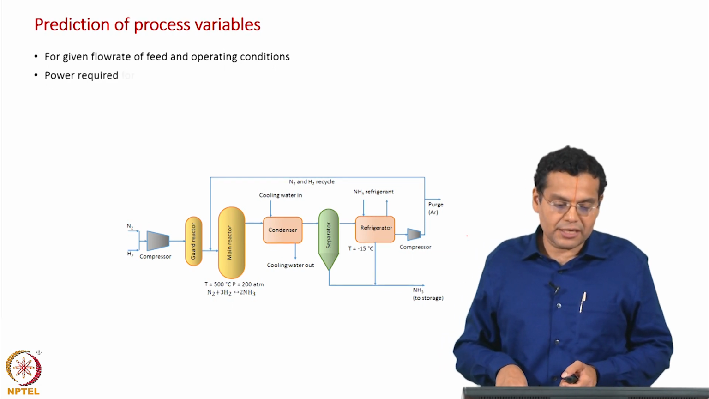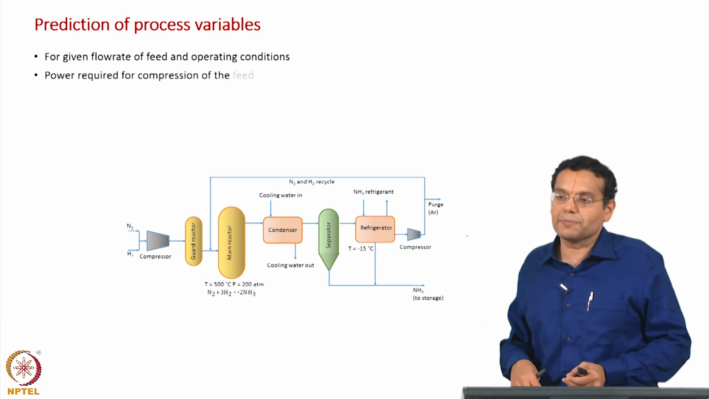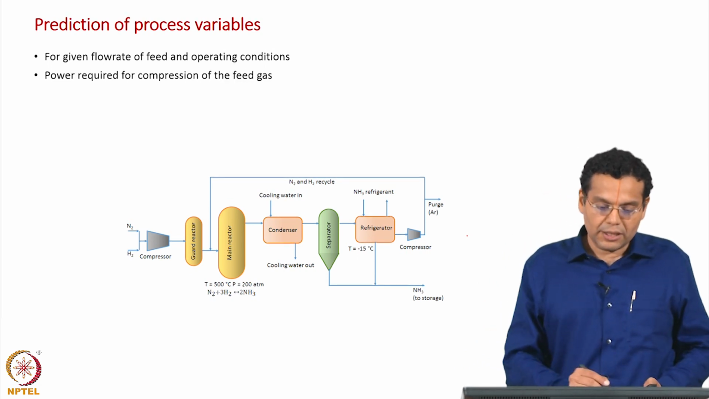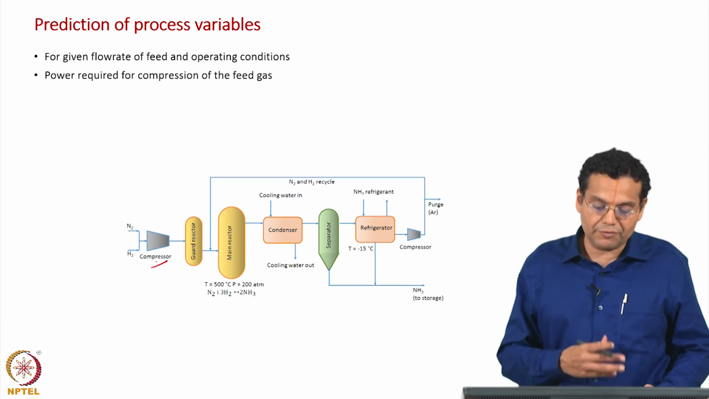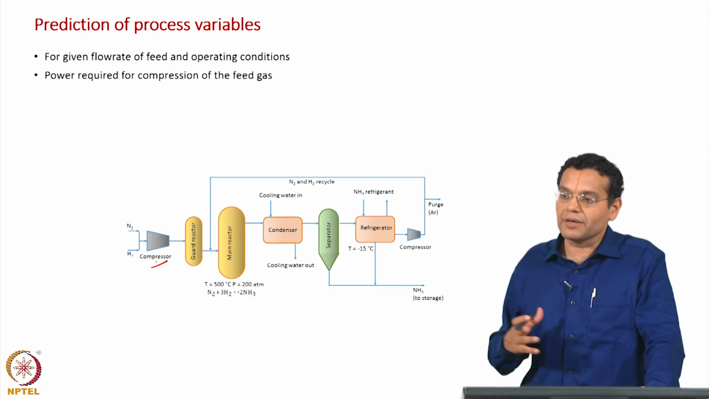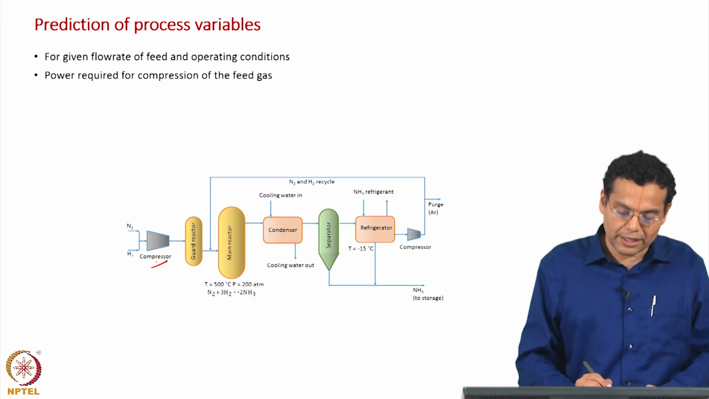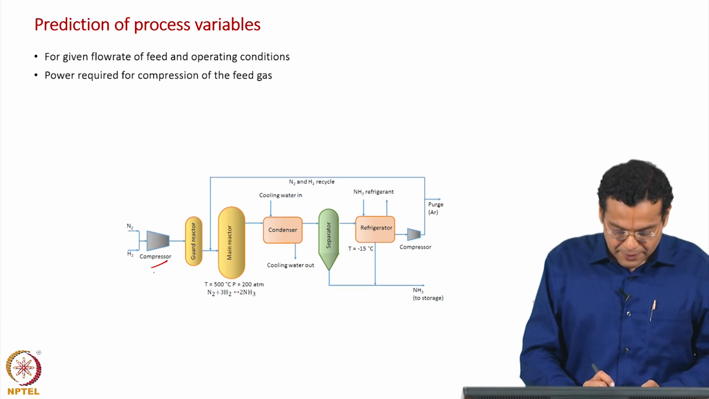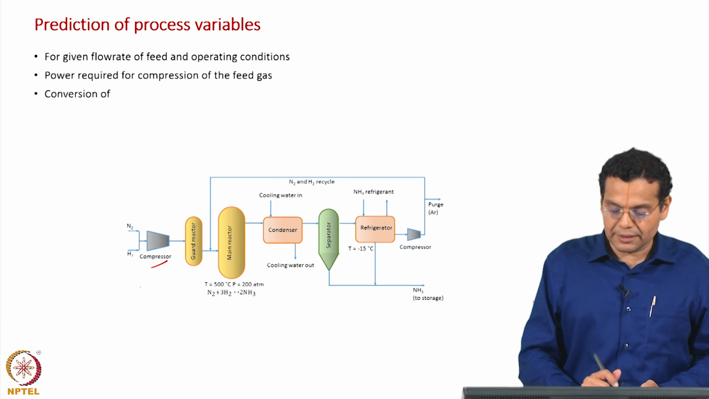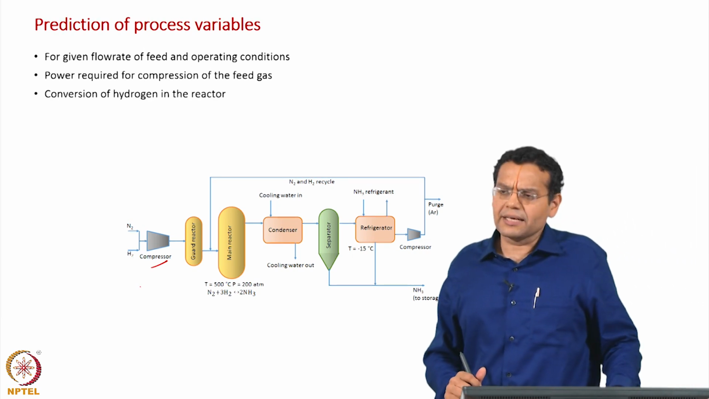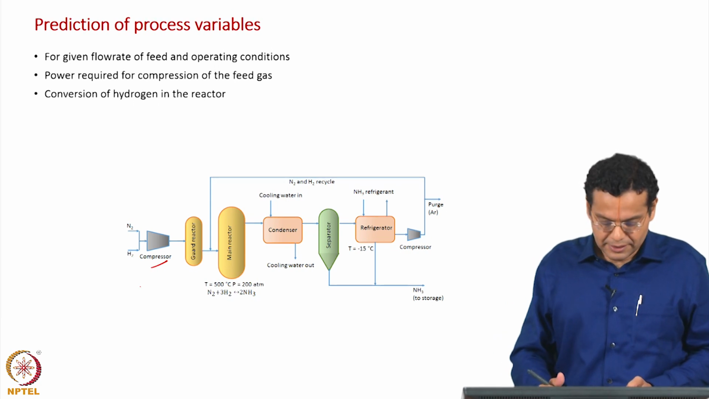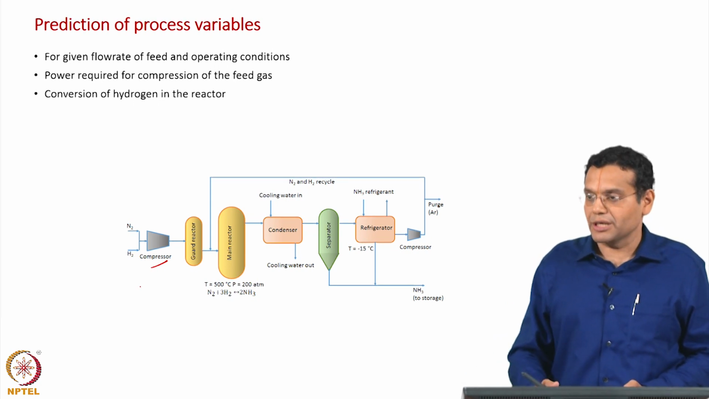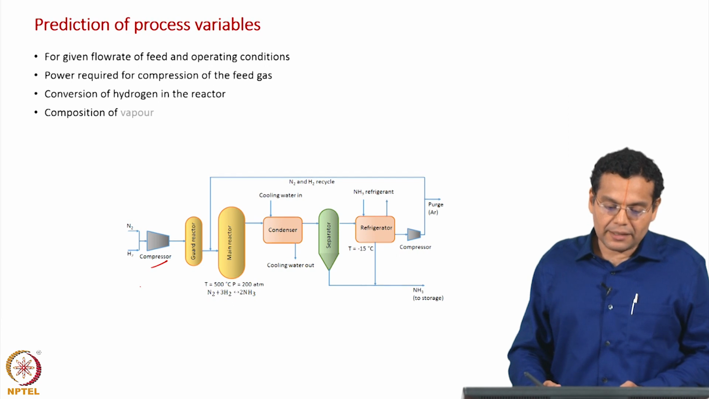First, we have the compressor unit. So, we would like to predict the power required for compression of the feed gas. We are going from atmospheric pressure, let us say, to a very high pressure. So, a lot of power is required. What is the power required in the compressor? Now, we have the main reactor. What is the conversion of hydrogen in this reactor? We would like to know that as well. And that determines the quantity of ammonia produced.